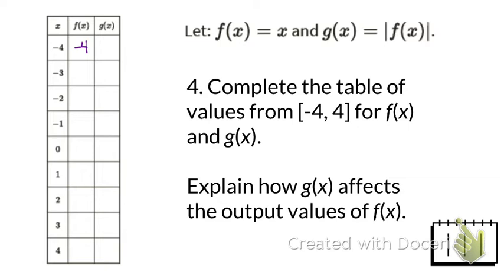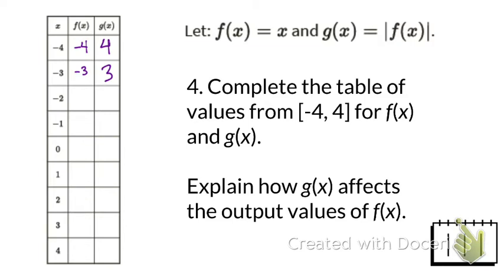What do I get when I plug in -3? There you go. And you should be able to do the rest. It should be pretty straightforward. But now the hard part is going to be g of x. Well, g of x is saying, hey, take whatever you get for f of x and then find the absolute value of that. So what is the absolute value of -4? What is the absolute value of -3? Finish the table.